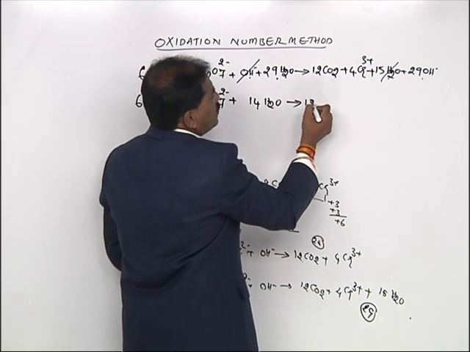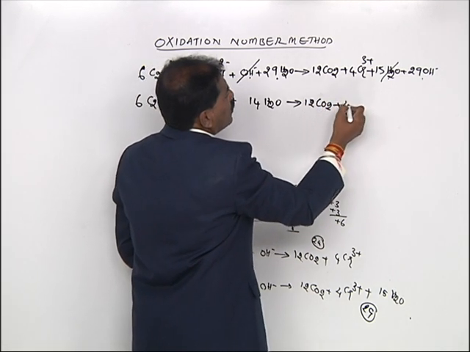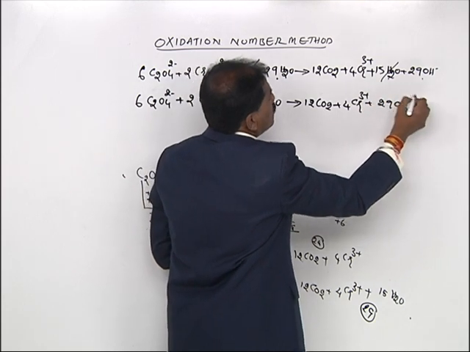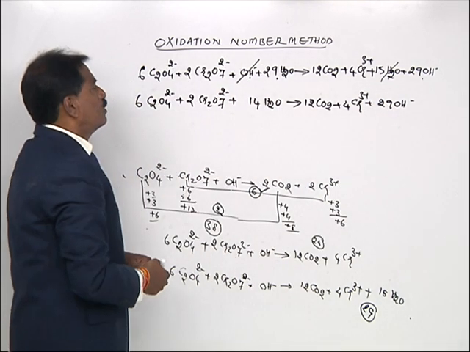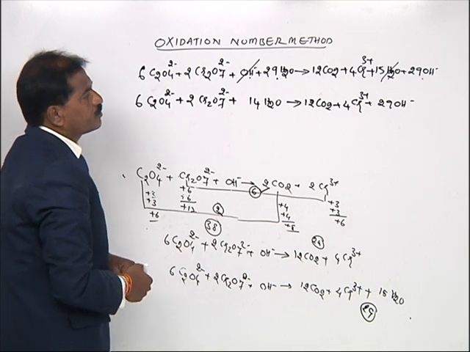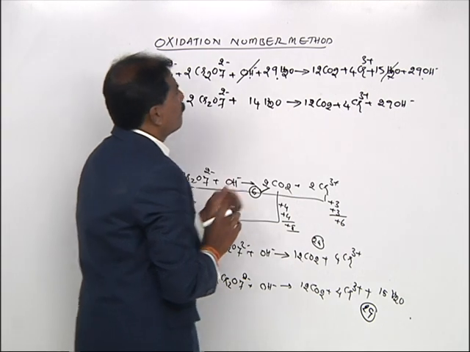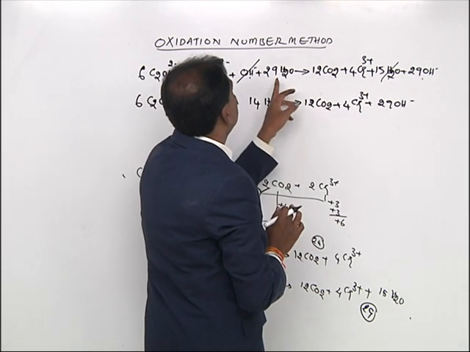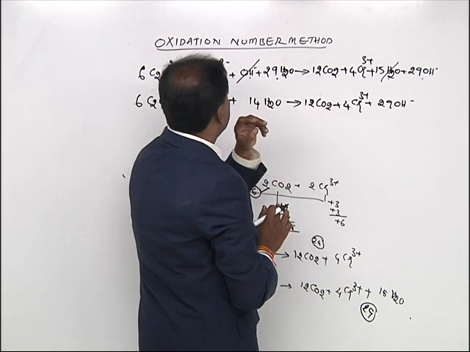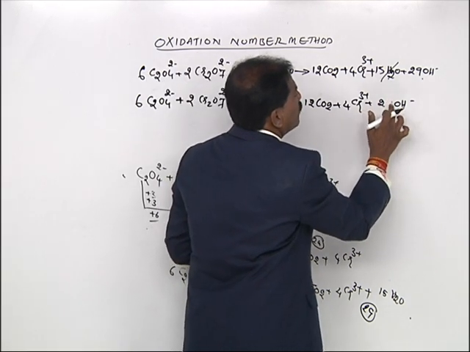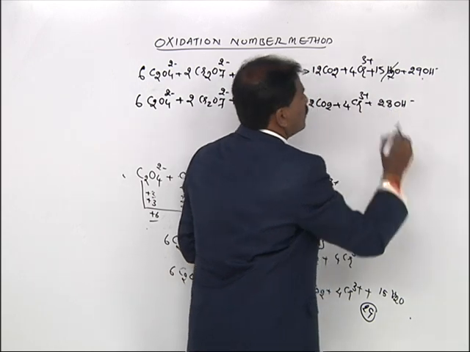Next 12 CO2 plus 4 Cr3 plus 29 OH minus. 29 OH minus. Yes. Wait. 14. Sorry. Wait. 28 OH minus. Now balance.